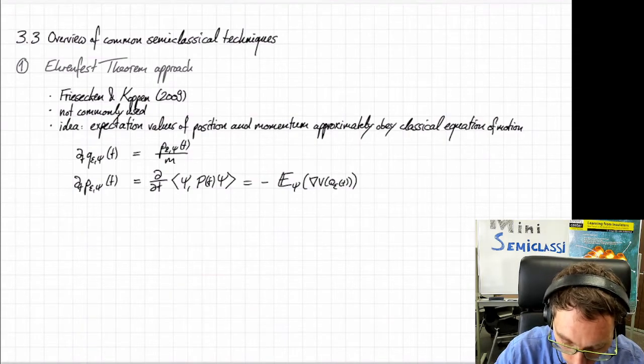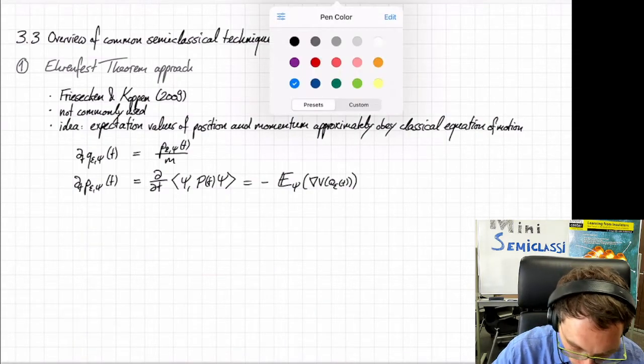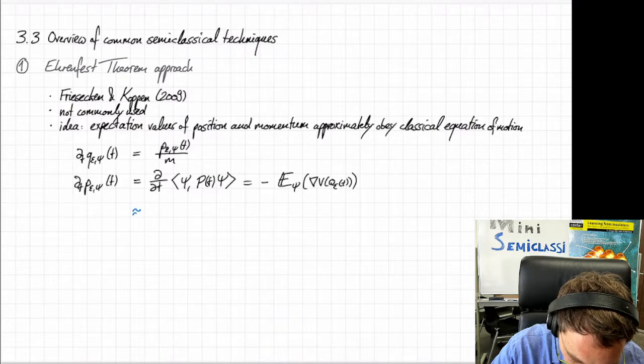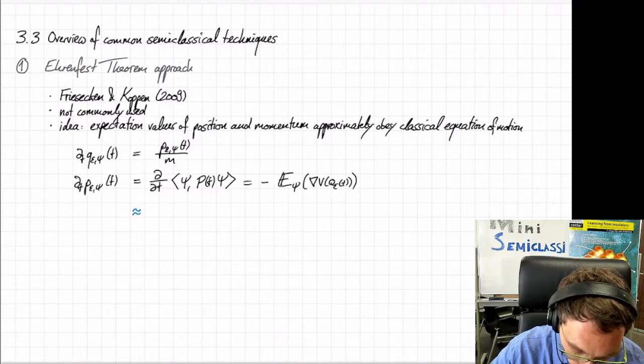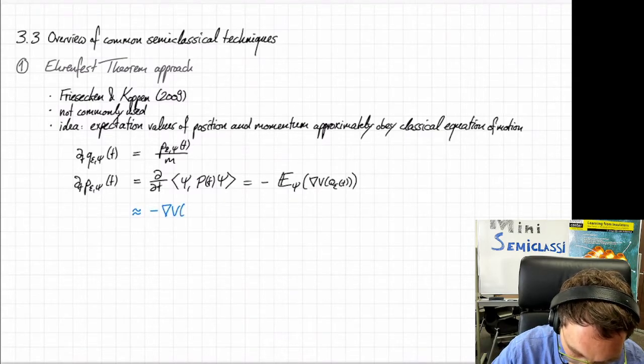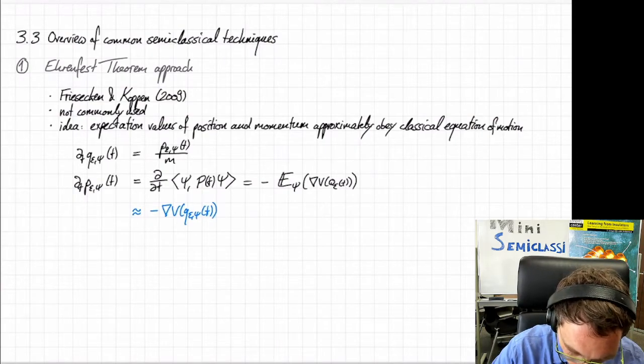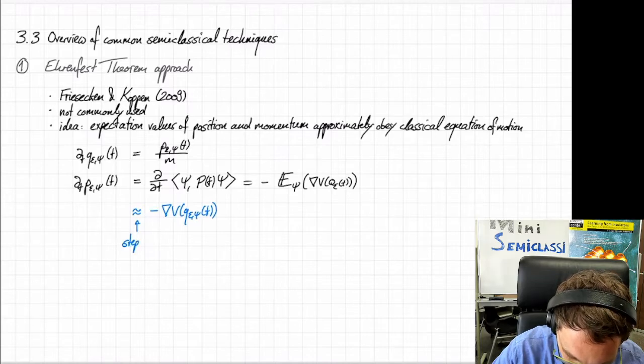And the crux of this approximation, so this is the step that you would have to prove, is that this is approximately equal to minus the gradient of the potential evaluated at q epsilon, at the mean position of the wave packet. So this here is the step that needs to be shown.